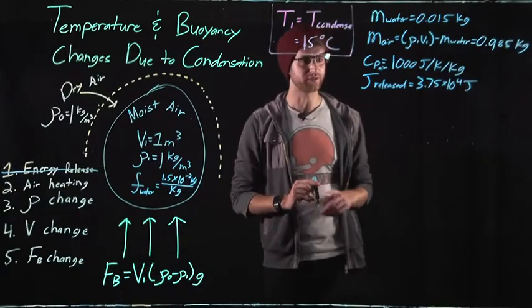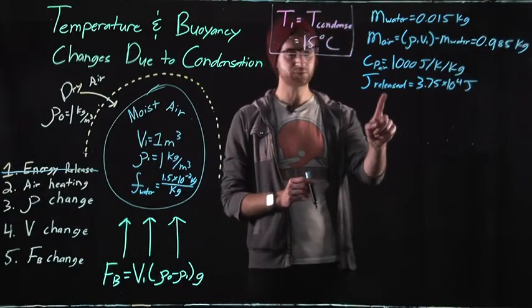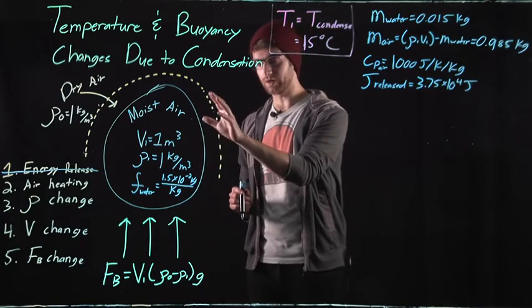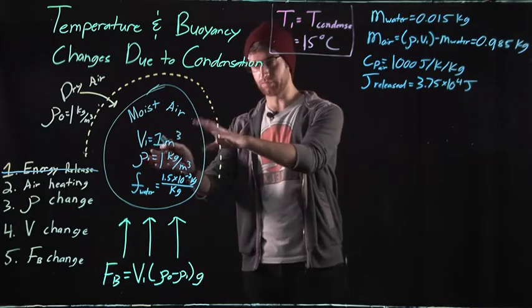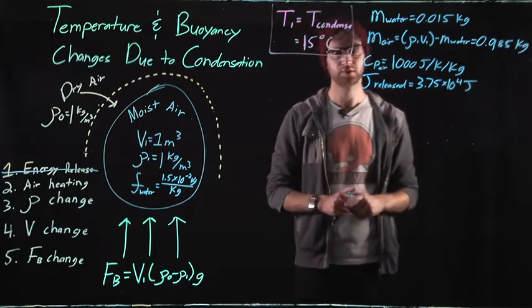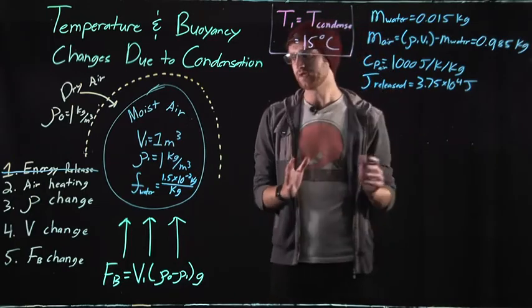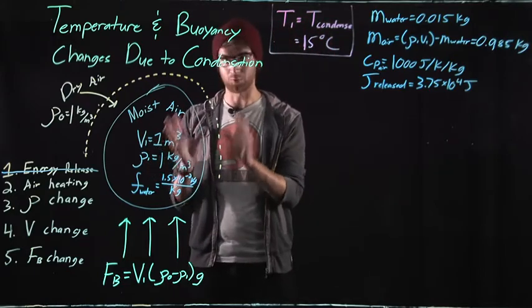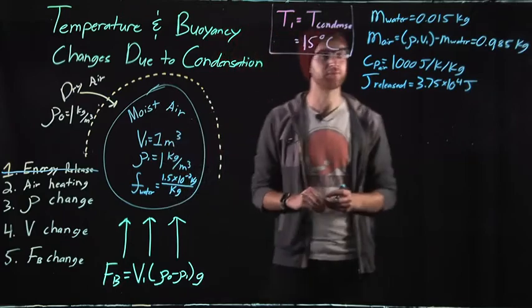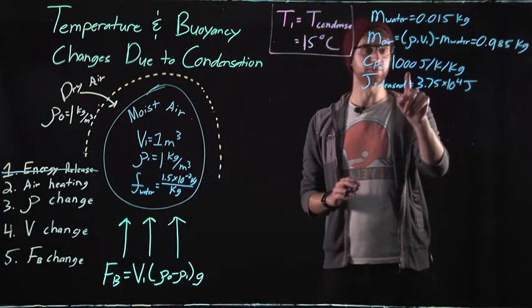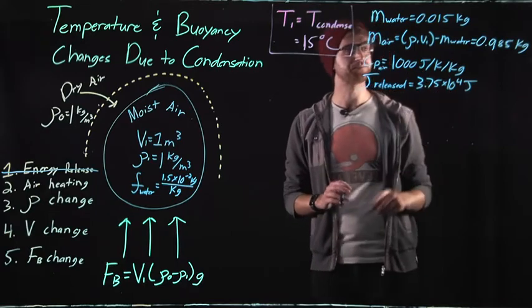We just calculated that the energy released from the condensation of all of the rain in this parcel of air is 3.75 times 10 to the 4 joules. What if all of this energy went into heating the air? How warm would the air get? Let's say that we know the heat capacity of the air, 1,000 joules per kilogram Kelvin.